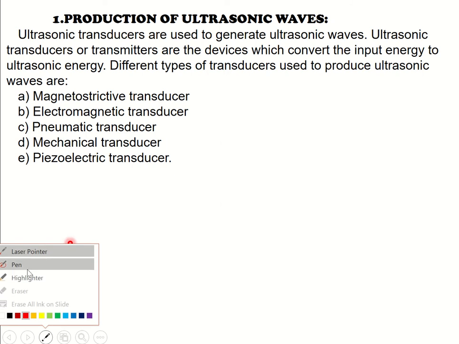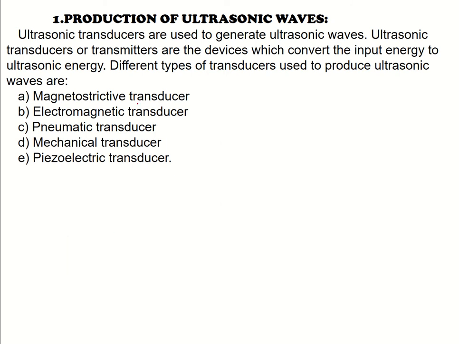Now the question is, what is a transducer? Let me explain in a short manner what a transducer is. A transducer is a device which can convert one kind of energy into another kind of energy. So in case of a magnetostrictive transducer, this transducer will convert the energy which is generated by the magnetostriction method into a sound energy which is ultrasound in nature. That means about 20 kilohertz. So in this way, there are a total of 5 different methods available for the generation of ultrasonic waves.